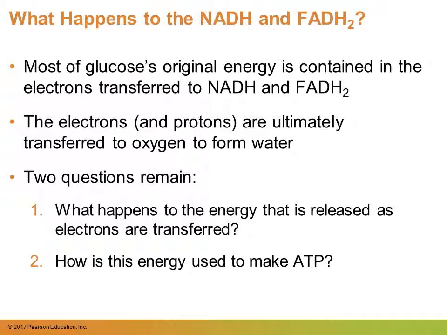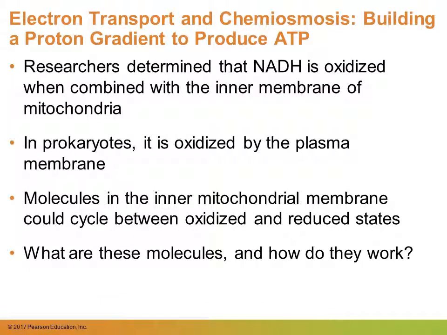So what happens to all of that energy, and how is the energy used to make ATP? Well, what's going to happen is that we're going to create a proton gradient, and this proton gradient is going to ultimately be used to produce ATP. So this is happening in the inner membrane of the mitochondria, in the cristae of the mitochondria. Now, if we're talking about prokaryotes, it's happening at the plasma membrane.